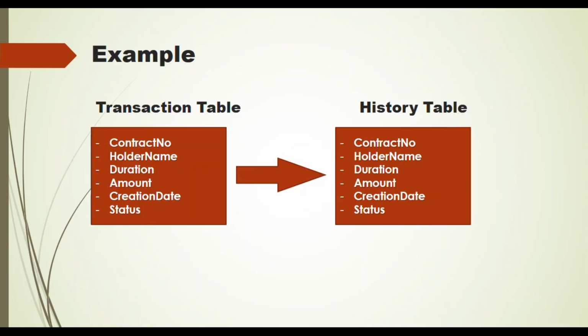Okay, so let's start with our example. In our example we will have two different tables: a transaction table and a history table. We will insert the data into the transaction table. Let's say a large amount of data will be there. Whenever we start the batch, it will read the data from the transaction table and insert the data into the history table. After inserting, the data that we have moved from the transaction table to the history table should be deleted from the transaction table. So let's see how to implement this using a Spring Batch application.